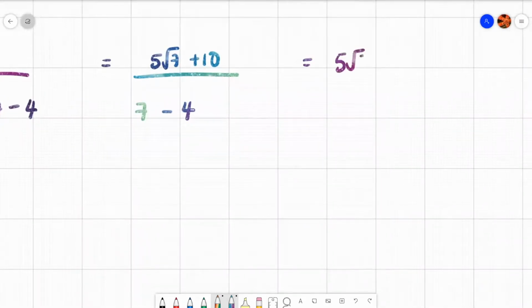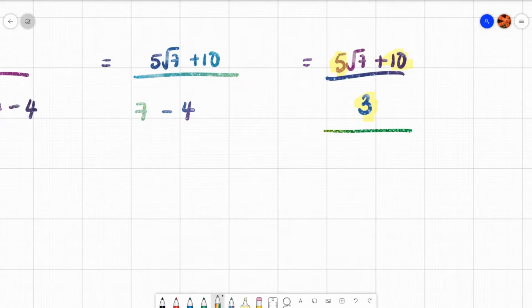So remember, again, we can't do anything with the top because it doesn't have a square root 7. 7 take away 4 is 3. We can't cancel this down because there's no number that we can divide the 5, the 10, and the 3 by. No common number, so it stays as it is, and that is our answer.